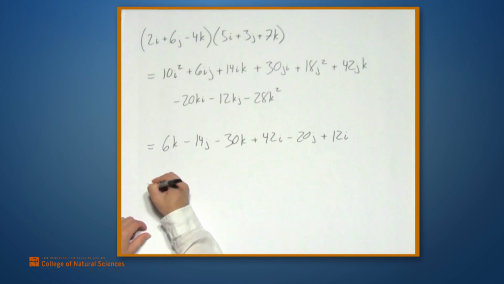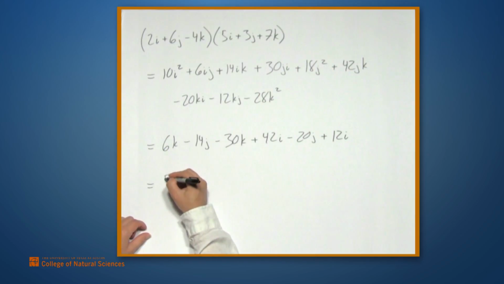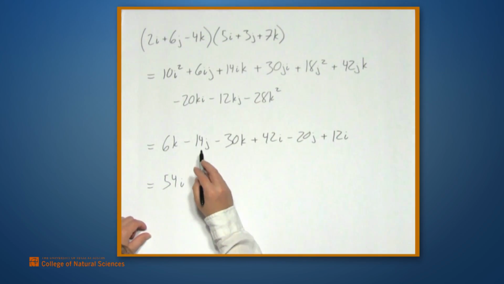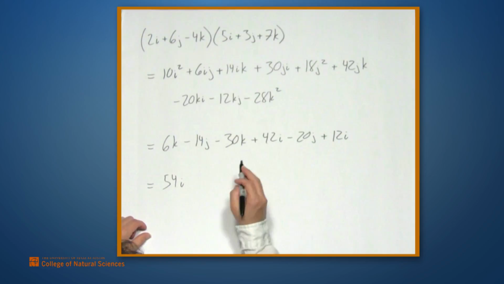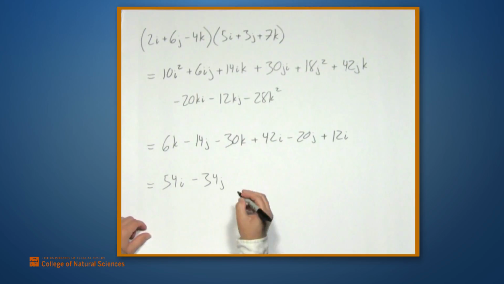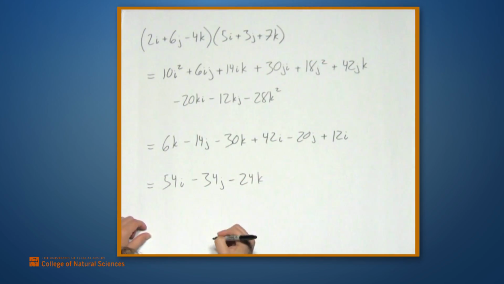So finally, we combine all of the i's. We get 42 plus 12, which is 54i. We'll combine all the j's. We have minus 14 and minus 20, so minus 34j, and finally minus 24k. And you'll see that this agrees with the answer we got when we used determinants.